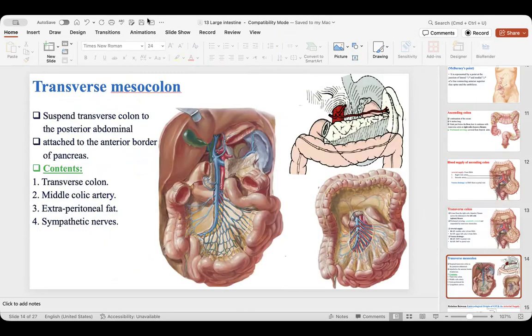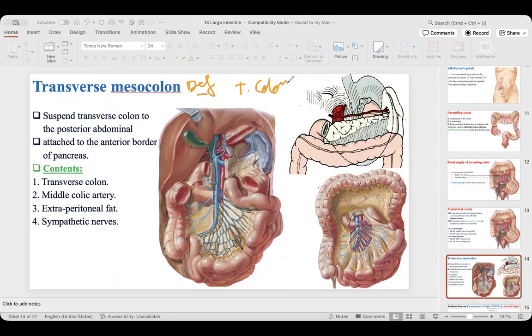What about the transverse mesocolon? The transverse mesocolon is like a cover, a peritoneal fold of the transverse colon. You have to mention, number one, the definition. So the transverse mesocolon is a peritoneal fold of the transverse colon. Then, attachment between what and what?